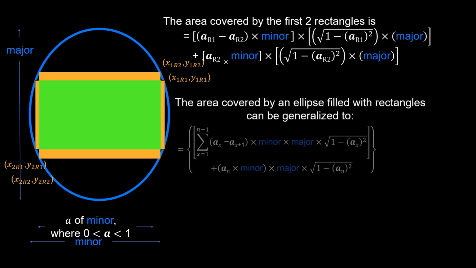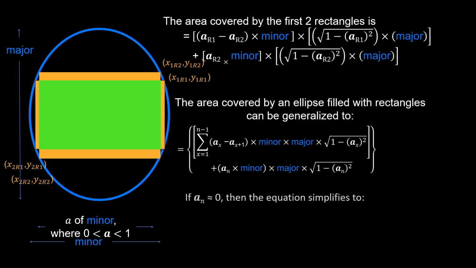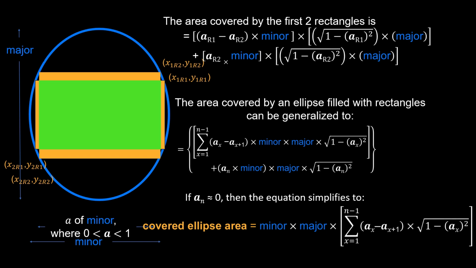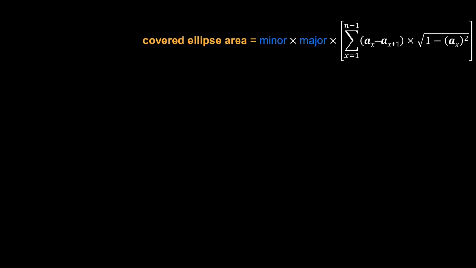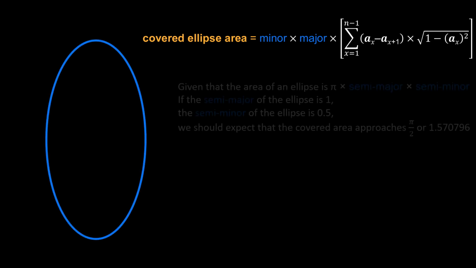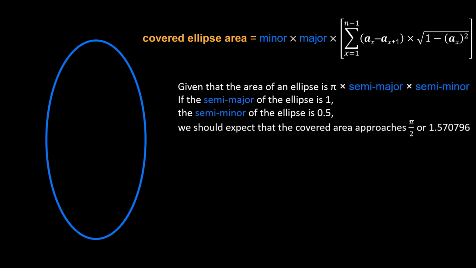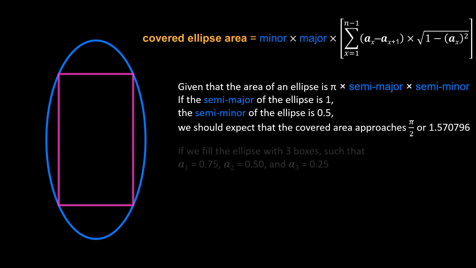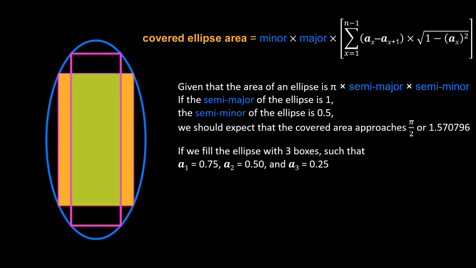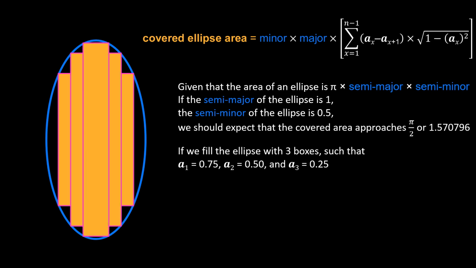The area covered by an ellipse filled with rectangles can then be generalized and then simplified if we assume the last rectangle has an a value of 0. Given that the area of an ellipse is pi times the semi-major times the semi-minor, if the semi-major of the ellipse is 1 and the semi-minor of the ellipse is 0.5, we should expect that the covered area approaches pi over 2.